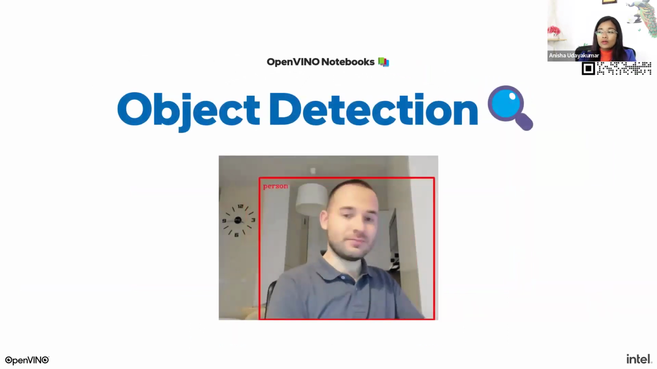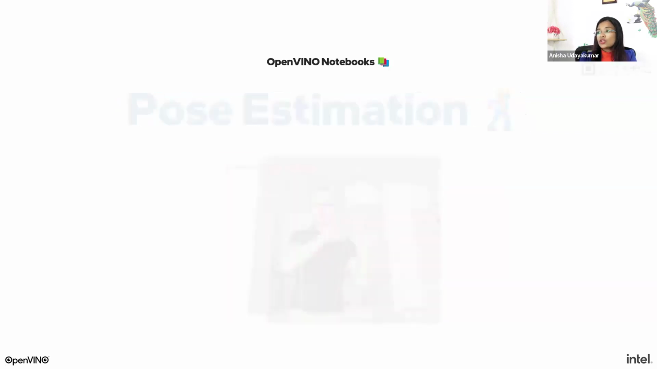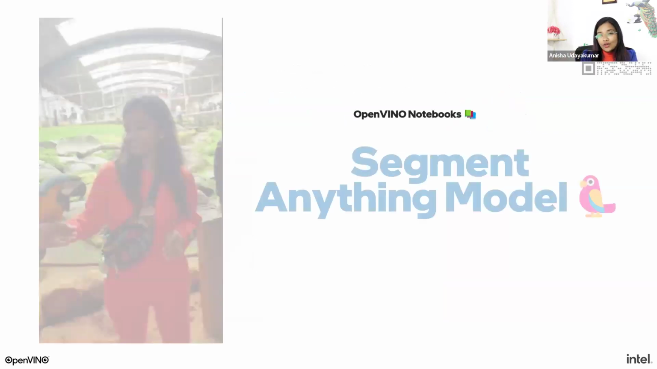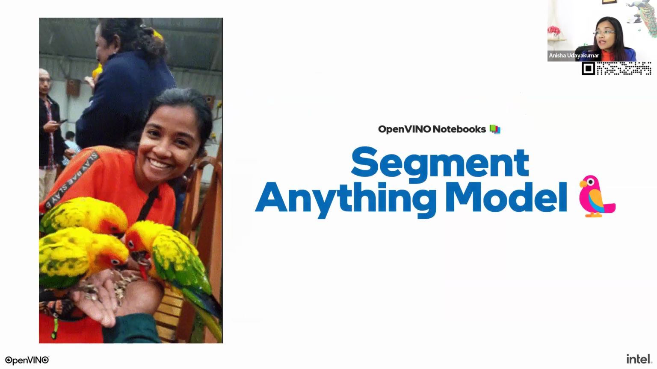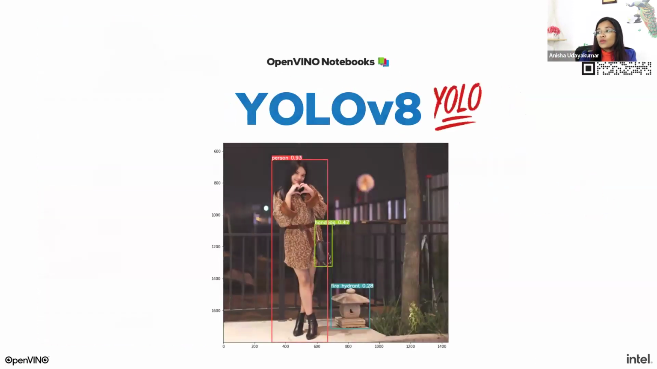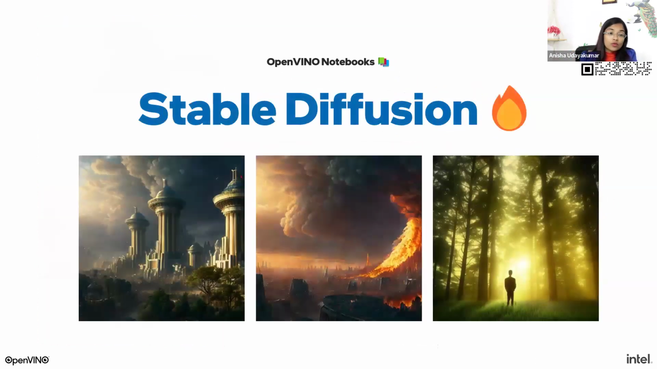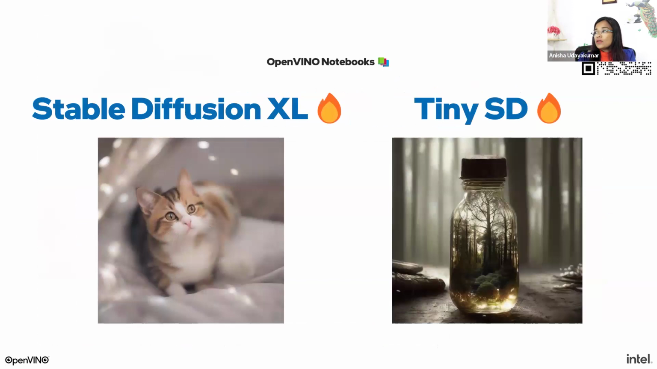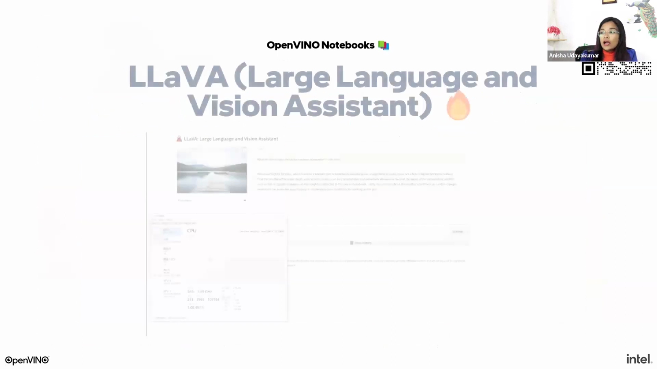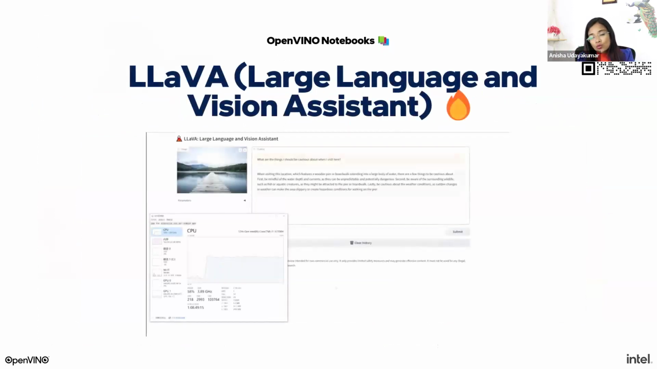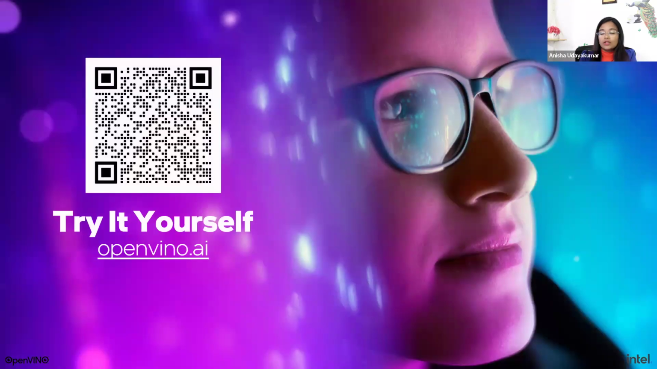and use it to build your own solution. So some of the popular notebooks are object detection. We have pose estimation, the video that I showed you in the beginning. And we have segment anything. We have YOLO V8, stable diffusion, which can convert simple text into stunning visuals like these. And many, many more Gen AI models like QR Code Monster, LLaVA, large language and vision assistant, which is even better, text and image together, and you'll be able to create a chatbot out of it.